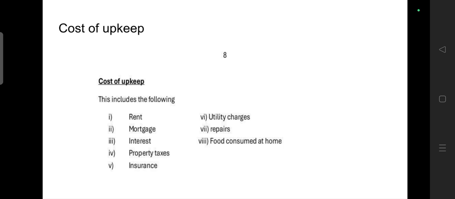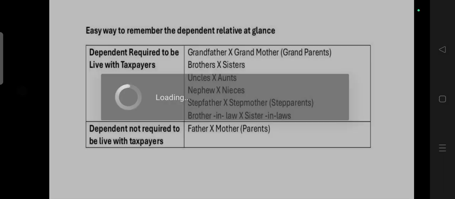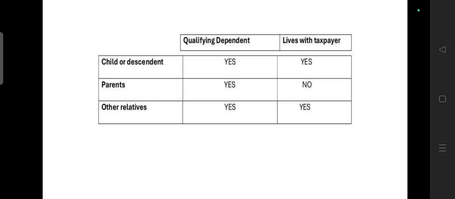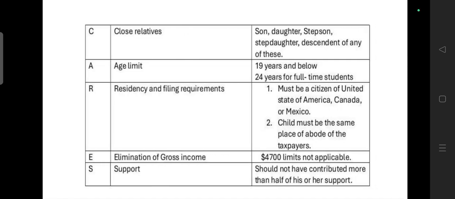this dependent parent is not required to stay with the taxpayer. In all other cases, living with the taxpayer is essential for more than half of the taxable year. Now let us sum up who the dependent persons are: maybe my grandfather or grandmother, brother, sister, uncle, and a lot of other close relationships, and my dependent parents. So for living with the taxpayer and qualifying dependents, except for the dependent parents, other people are required to stay with the taxpayer.